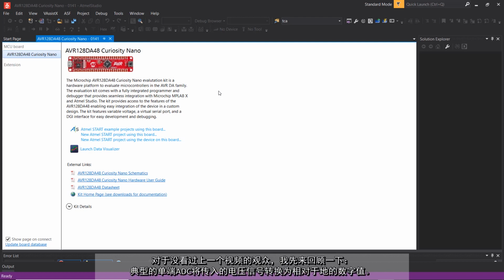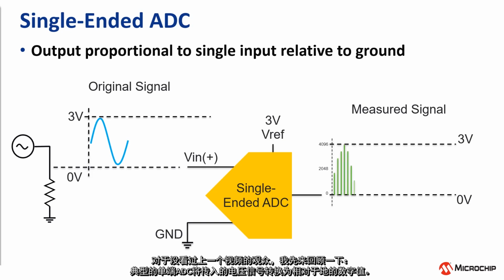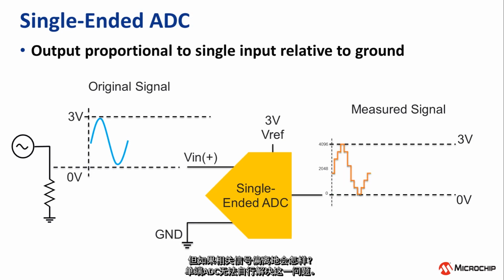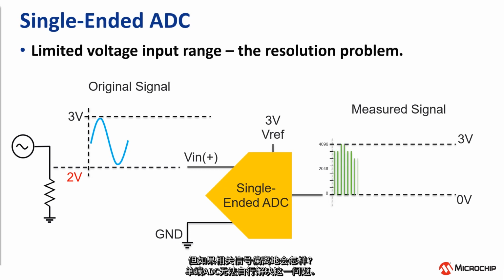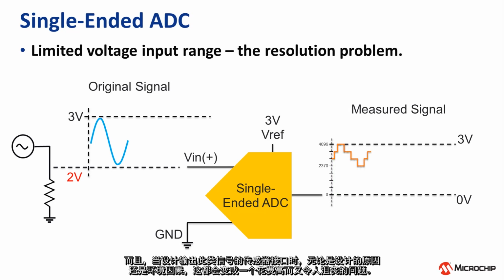For those of you who've missed it, typical single-ended ADCs convert an incoming voltage signal to a digital number relative to ground. But what happens when the signal of interest deviates from ground? Well, it turns out single-ended ADCs cannot account for this issue on their own. Moreover, this turns into an expensive and frustrating problem when designing sensor interfaces that, either by design or from environmental factors, output these types of signals.